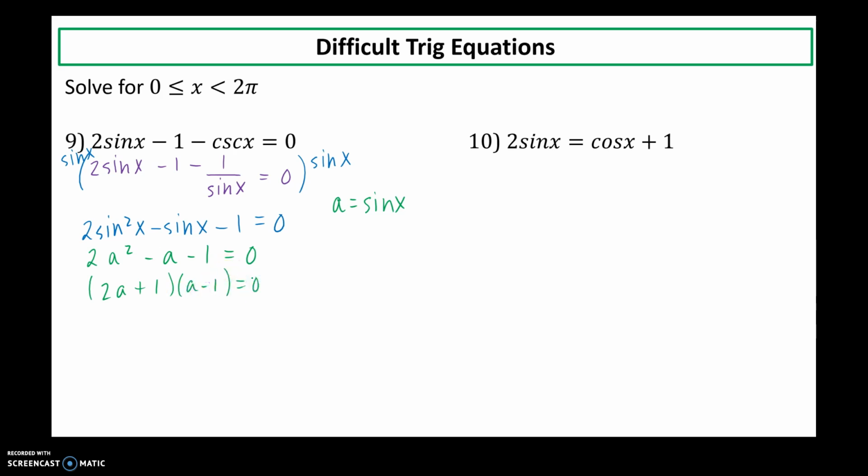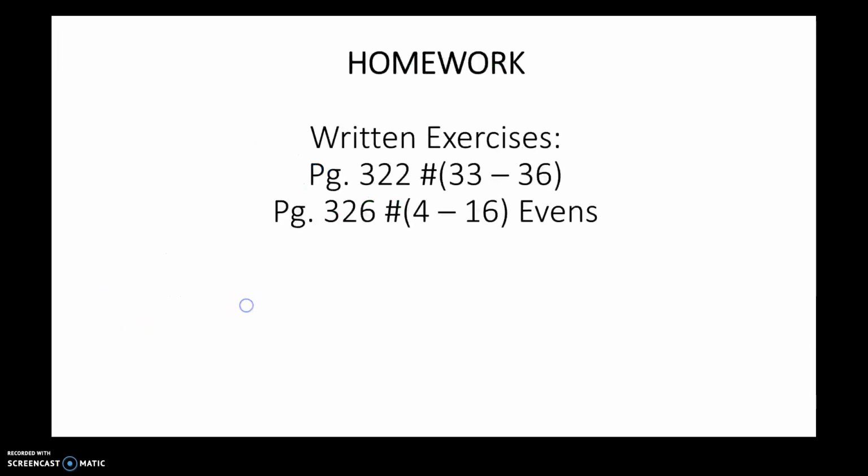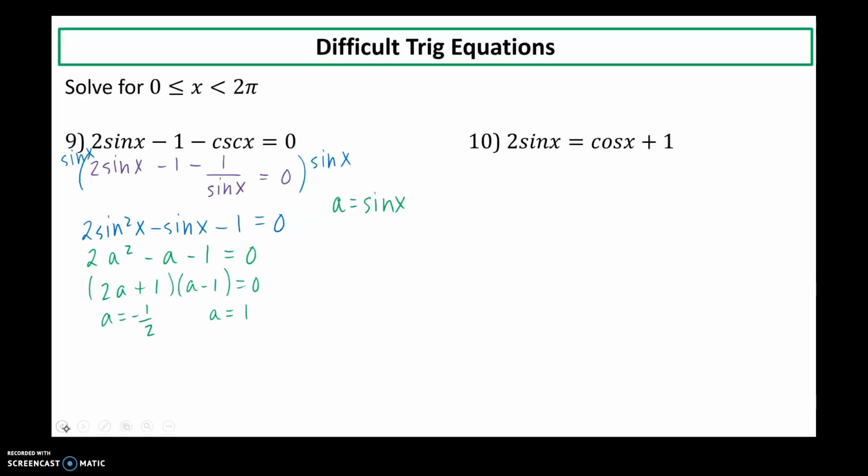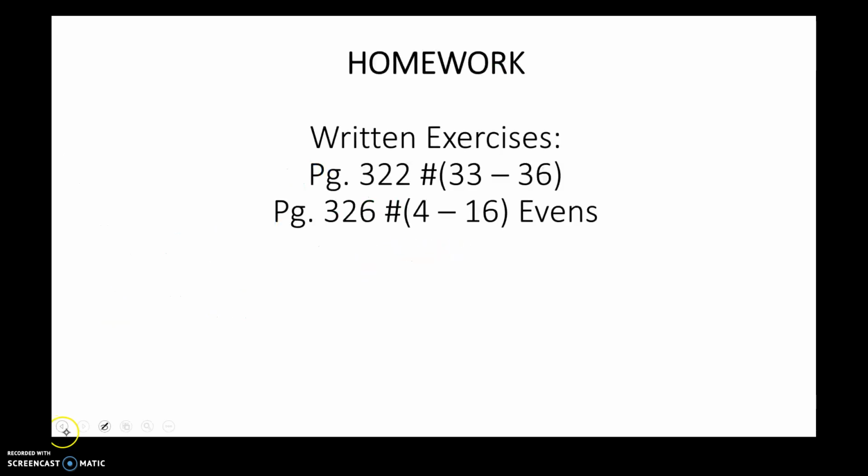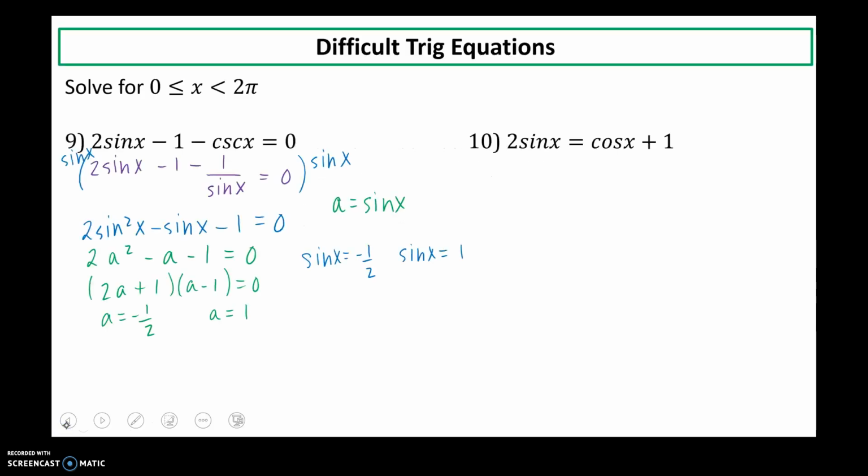And maybe some of you are not going to need to make this substitution. You'll be able to do these problems and sort of see them right away. I get a is equal to negative half, and maybe not right away, but you can keep the trig function in the expression as you factor. So now going back to my substitution here, I get sine of x equals negative 1/2. Sine of x equals 1. Both of these are non-calculator problems, so you're going to solve those.